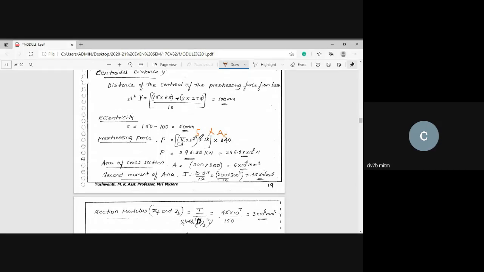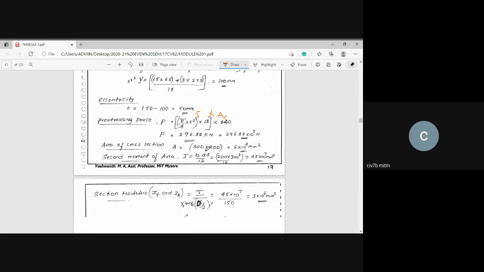So all these things are very, very important. And once you substitute in the calculator, you are going to get the answer in Newton, that is 2968800 something Newton. Convert that into kilonewton. Hence, 296.88 kilonewton. I hope you got the answer.